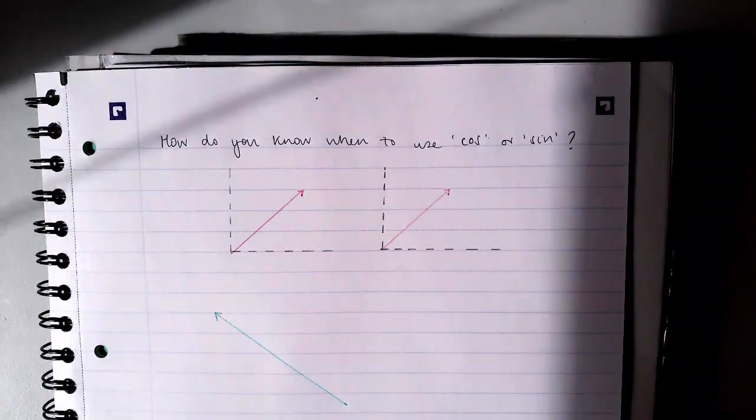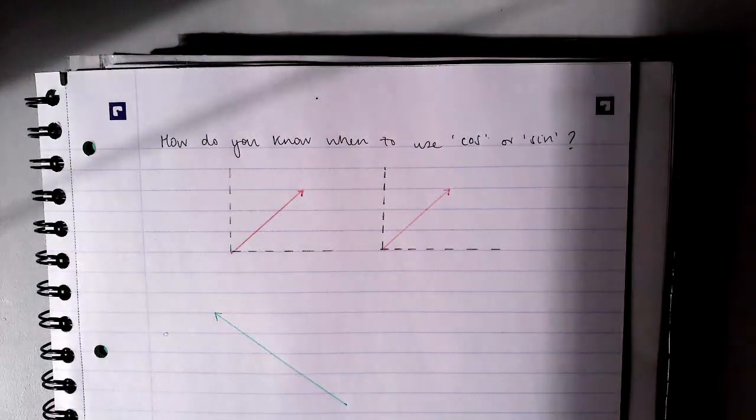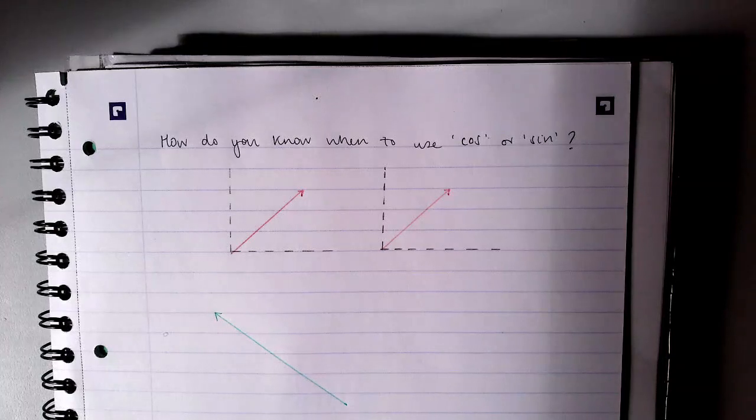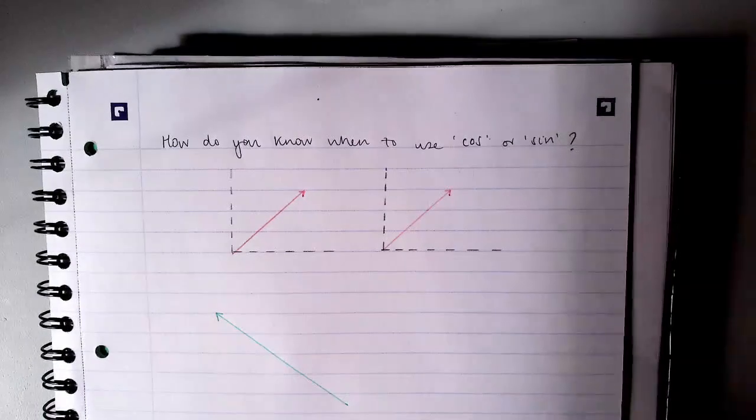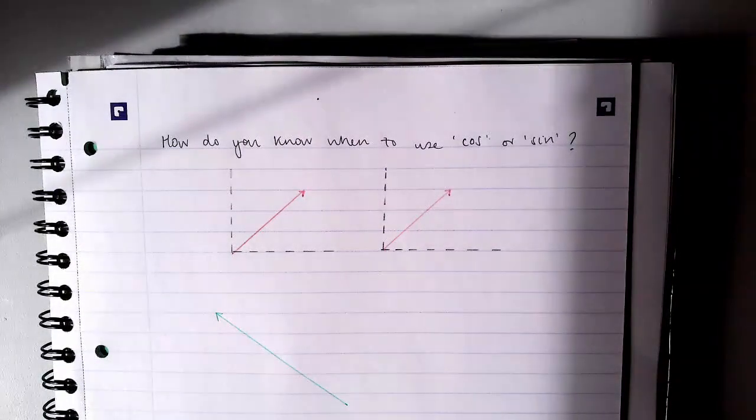Right, so I want to talk you through a method that I use that just makes my life a whole lot easier. First things first, we obviously need to be given an angle. Now I've got two identical vectors here. Let's take these to start with.